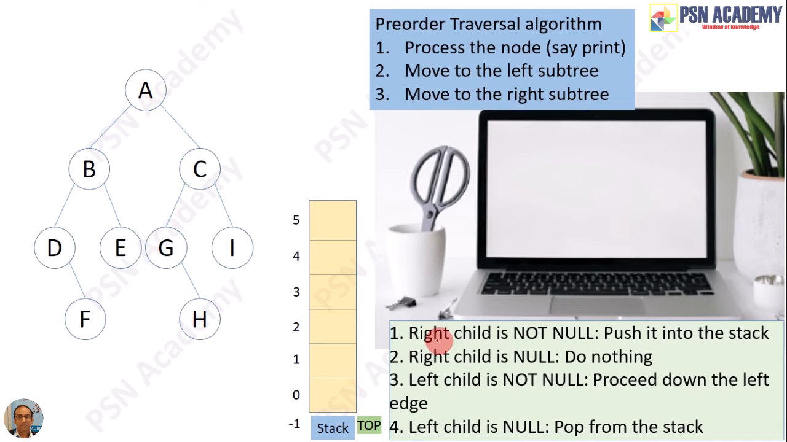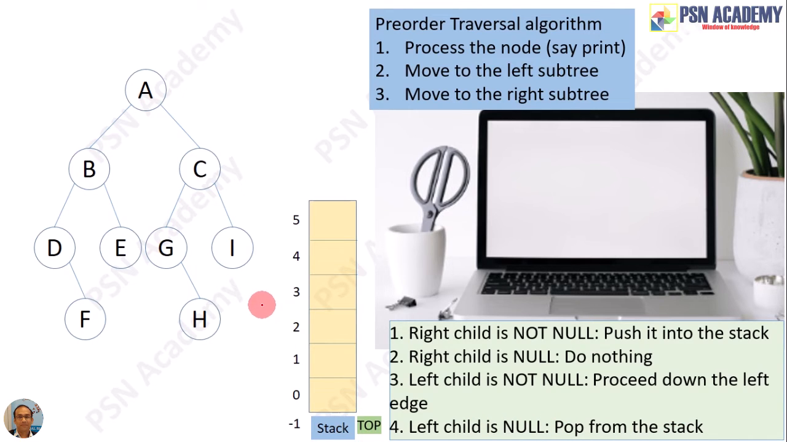This is rule number 1. Suppose you are standing on a node. If you find right child not null, that means there is right child, then push that right child into the stack. If you find right child is null, that means there is no right child, you don't have to do anything, just go to the next step. If you find left child not null, that means there is left child, then proceed down the left edge, and if the left child is null, then pop from the stack.